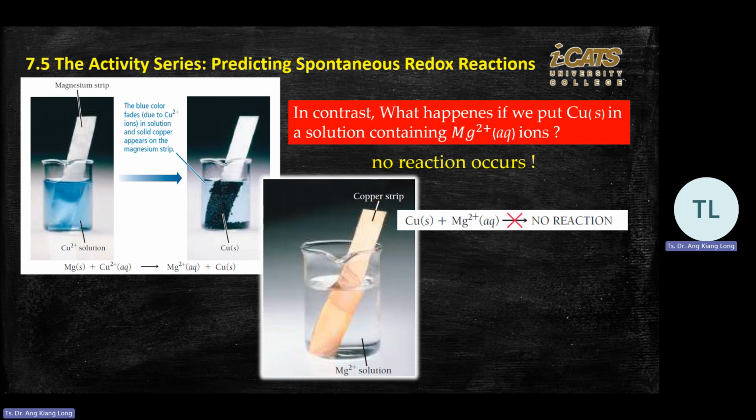However, if you reverse the sequence, you change the magnesium straight into a copper strip, and then you dip it inside magnesium 2+ solution. If copper is above magnesium in the table, nothing will happen. So this is a prediction. There will be one question asking whether there is a reaction or not. Sometimes the question is very easy. Your answer is no reaction, and then you get marks already.